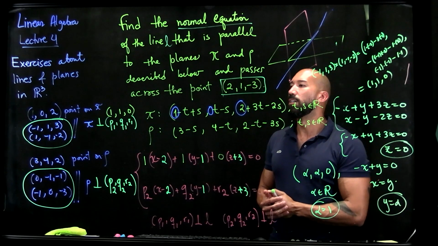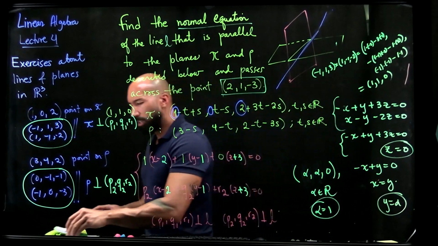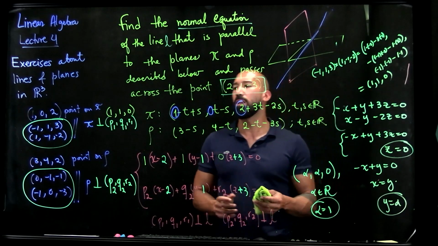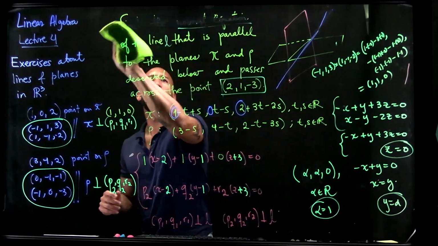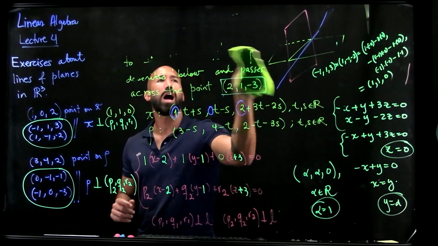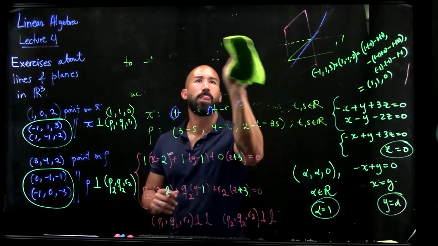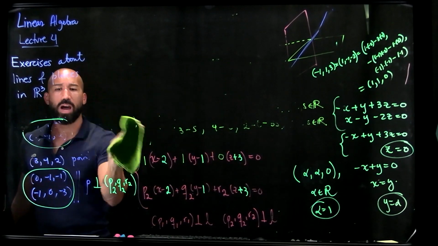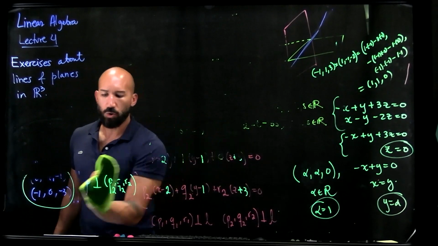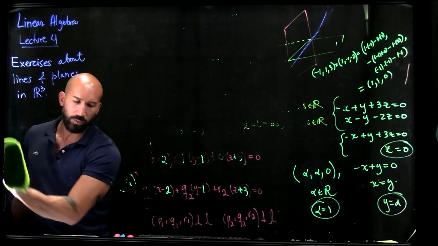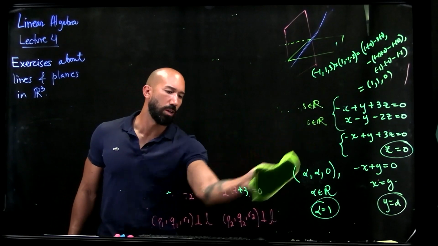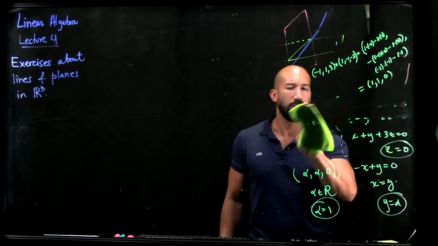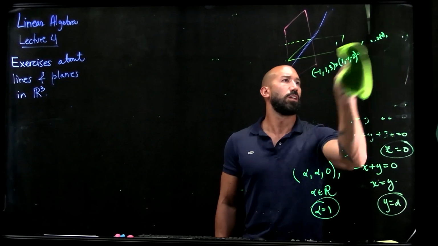I'm going to leave that part to you as an exercise, for you to do. And I'm going to finish today talking a little bit about the meaning of the variables in the equations. Okay? So what happens if I gave you a plane described by a normal equation, and the variable x does not appear on that equation.